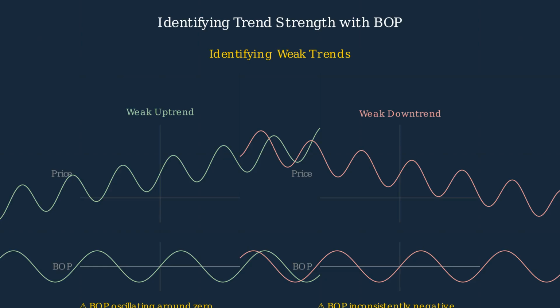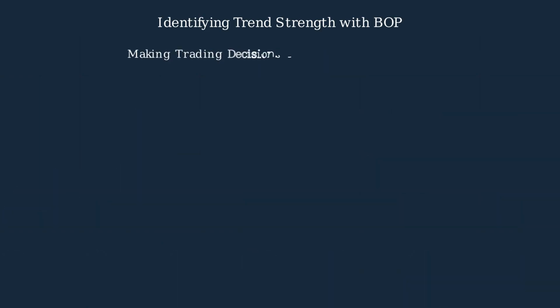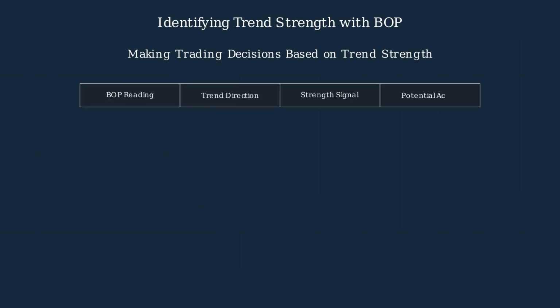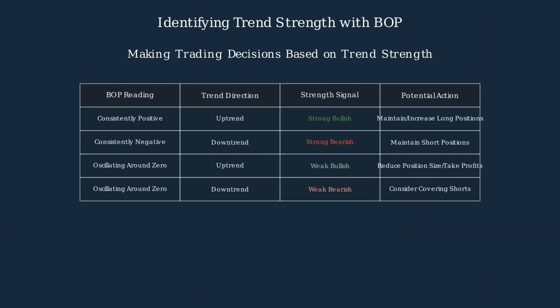Notice how the BOP oscillates around zero rather than staying consistently positive or negative. When making trading decisions, the BOP indicator helps assess trend strength and conviction. Consistently positive or negative readings confirm strong trends, while oscillating values suggest caution.